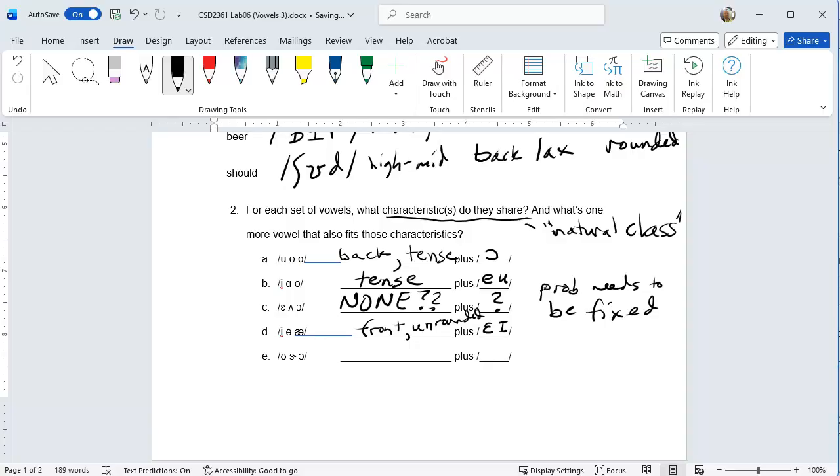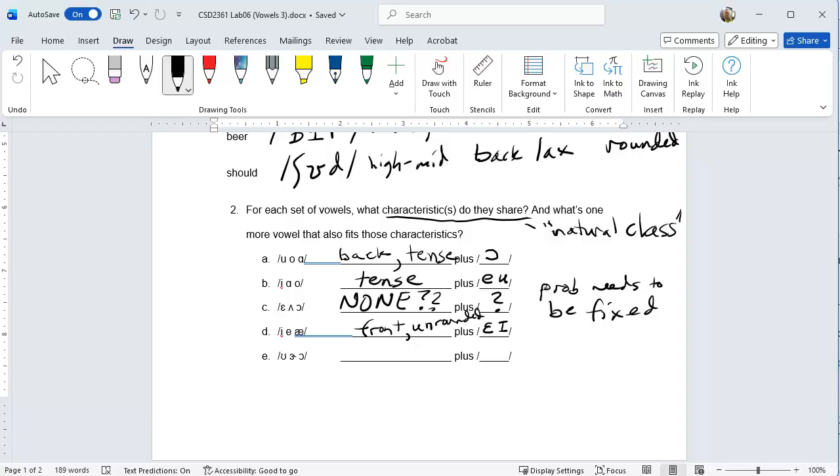All right, last but not least, we've got and and aw. So and aw are in the back column, but is in the central column. They're at different heights, because is mid-high, is just plain old mid, and aw is mid-low.